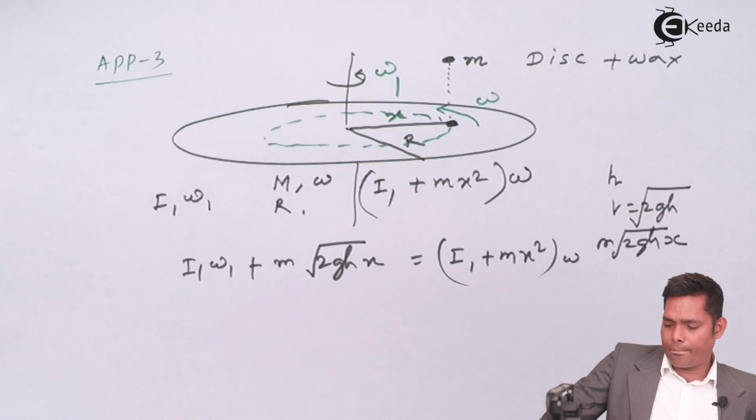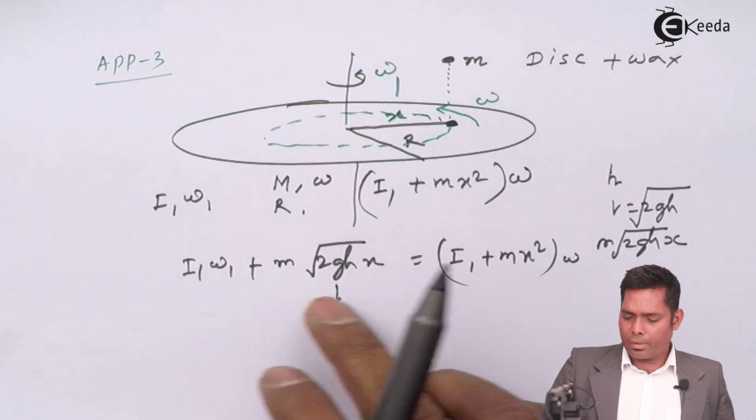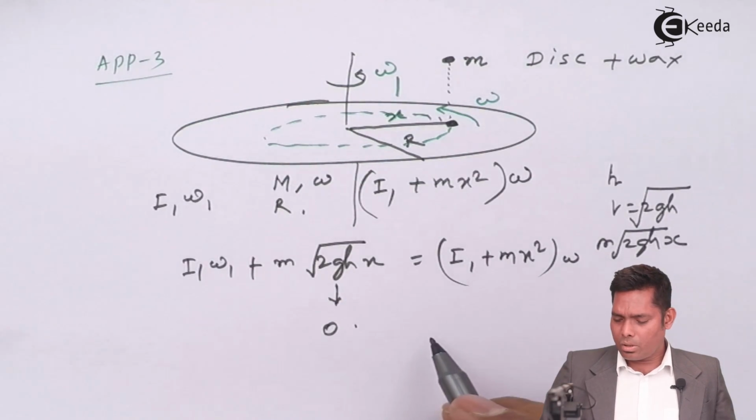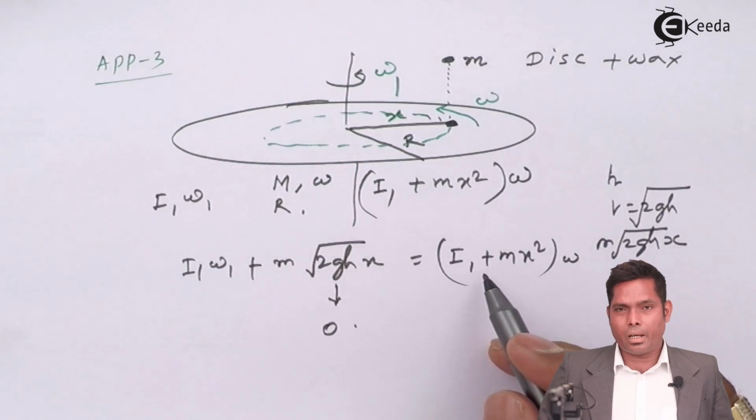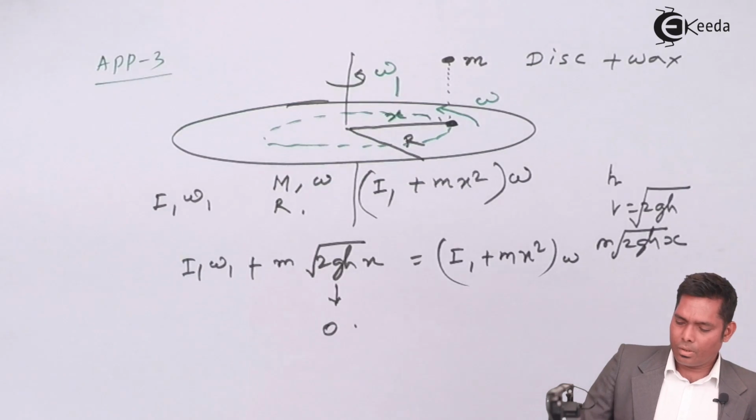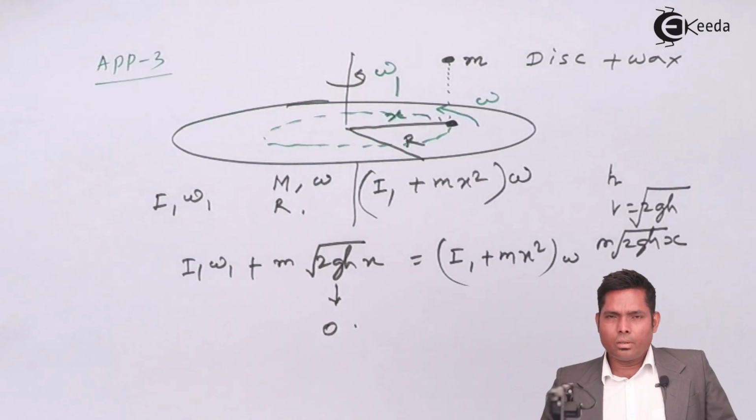So generally this part is neglected in most of the books. So only I1 omega 1 is there. From here I will get omega. If I make this 0, then omega will be I1 omega 1 divided by I1 plus mx square. So that equation you can use. Okay, that's all about your applications. Thank you.